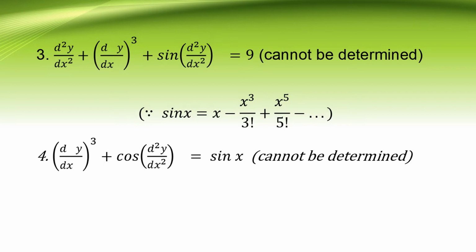We know the series formula for sin x, cos x, etc. When we replace x in sin x with d squared y by dx squared, we get higher powers, that is d squared y by dx squared minus d squared y by dx squared whole cube plus, and so on. So we cannot determine the degree of the given equation. For these types of equations we cannot determine the degree of the differential equation. It is similar for the next equation with the cos function.